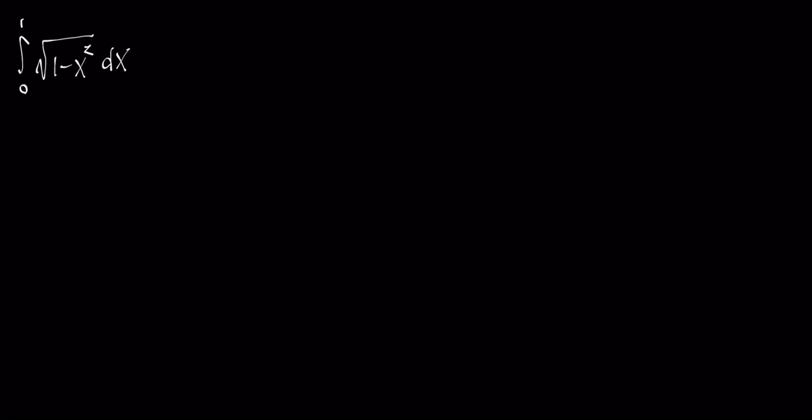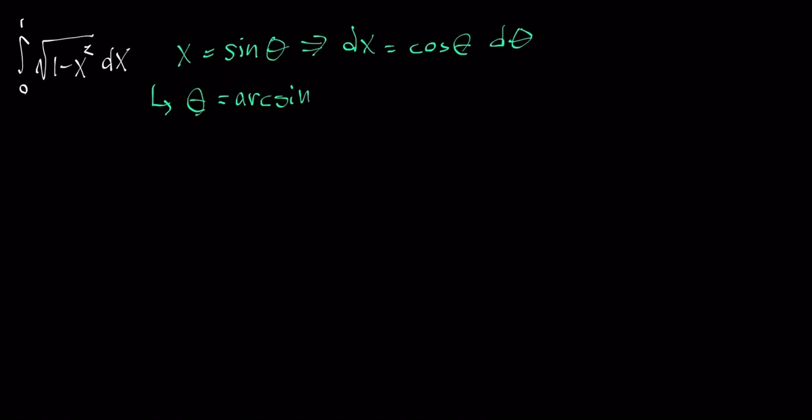Today we'll be doing the integral from 0 to 1 of the square root of 1 minus x squared dx. To start off, we can make a substitution. We could let x equal the sine of theta, which means that dx is equal to the derivative of sine, which is cosine theta d theta. We can solve for x here. So theta is arc sine of x.